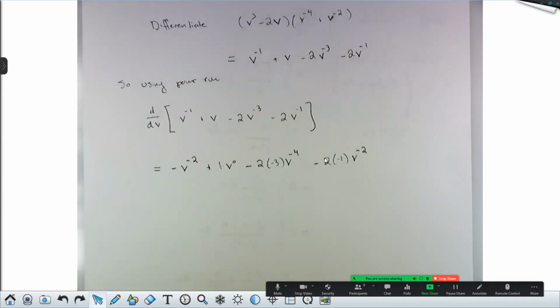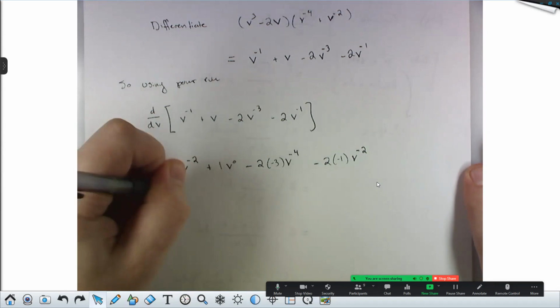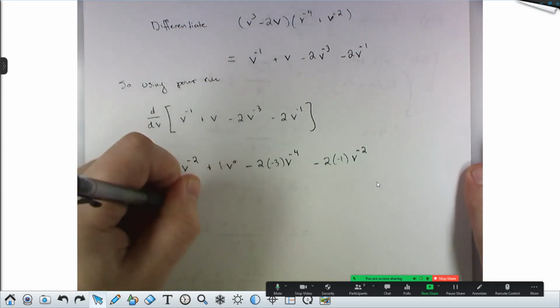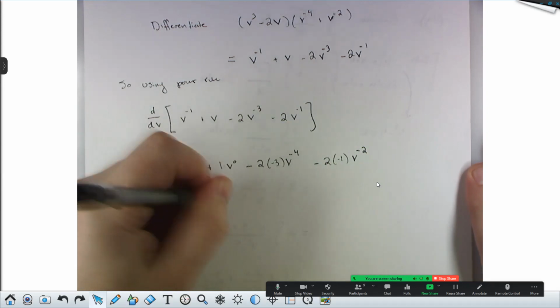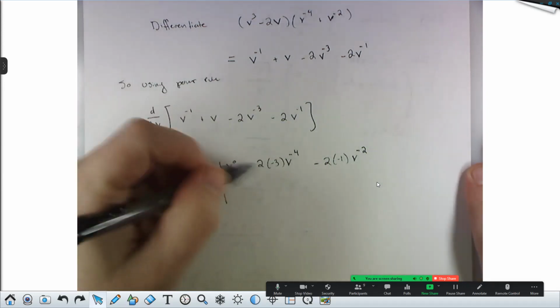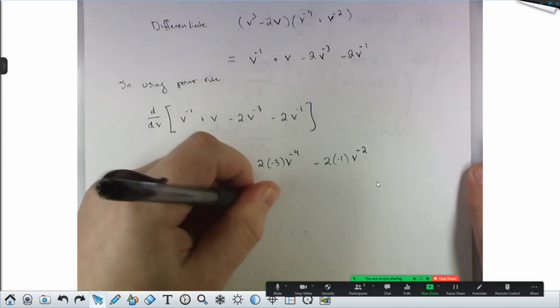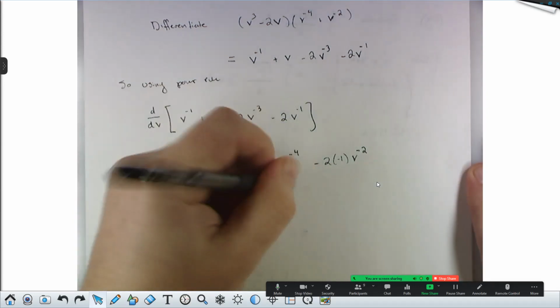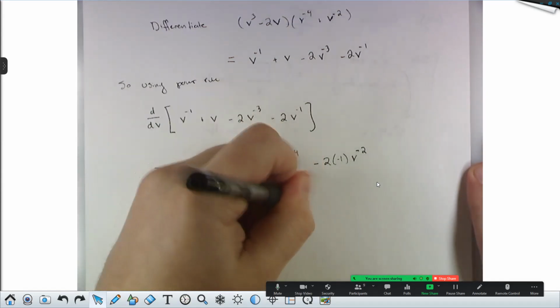And then just as Nikita did in her example, we can clean this all up quite a bit. This is negative 1 over v squared. 1 times v to the 0 is just 1. This would be positive 6 over v to the 4. And then this would be plus 2 over v squared.